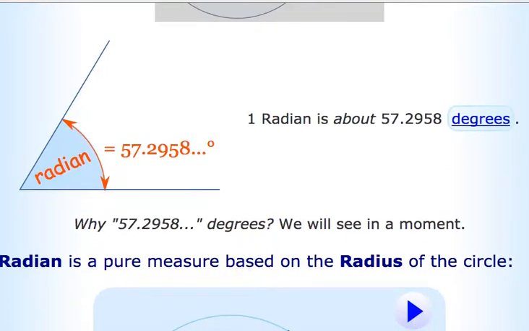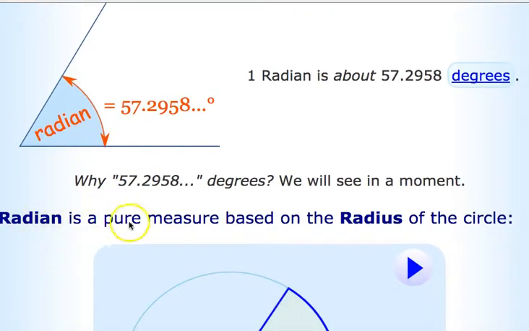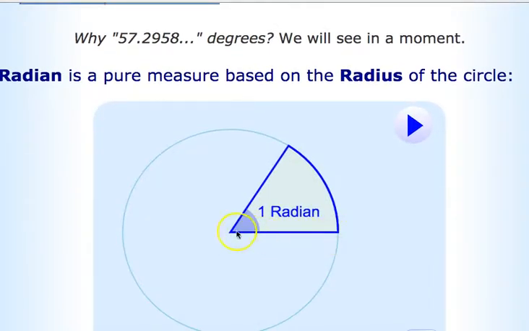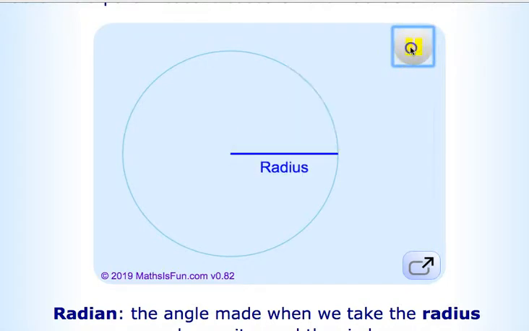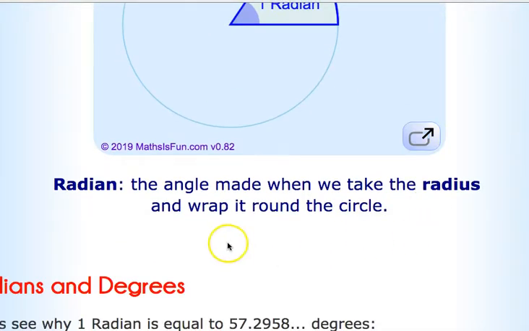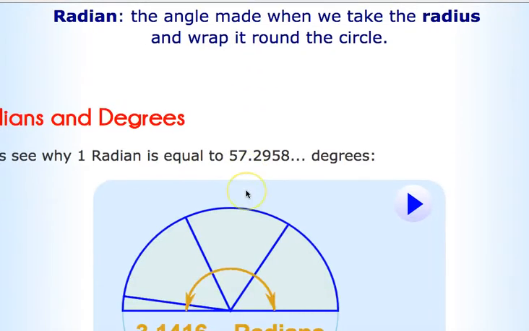So the radian is a pure measure based on the radius of the circle. So if this is the radius, and then I do that same length around the circle, this angle here is 1 radian. You can see, it's just that length when the radius is wrapped around the circle. So that angle in there is a radian, okay? So we've already spoken about that.